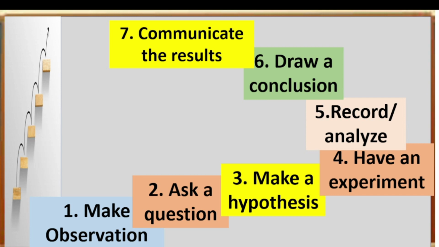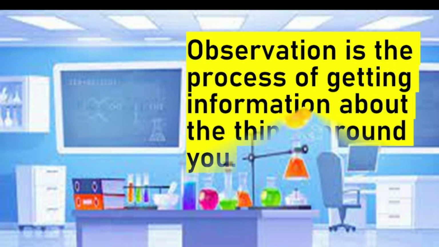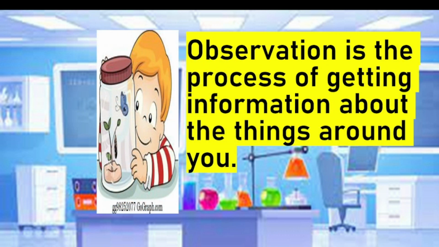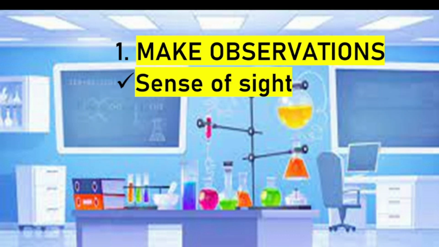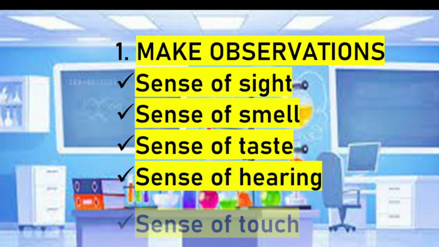Let us elaborate on the steps of the scientific method. When using the scientific method, the first thing you need to do is to make observations. How are you going to observe? Observation is the process of getting information about the things around you. You have to use your 5 senses in order to make an observation: sense of sight, sense of smell, sense of taste, sense of hearing, and sense of touch.